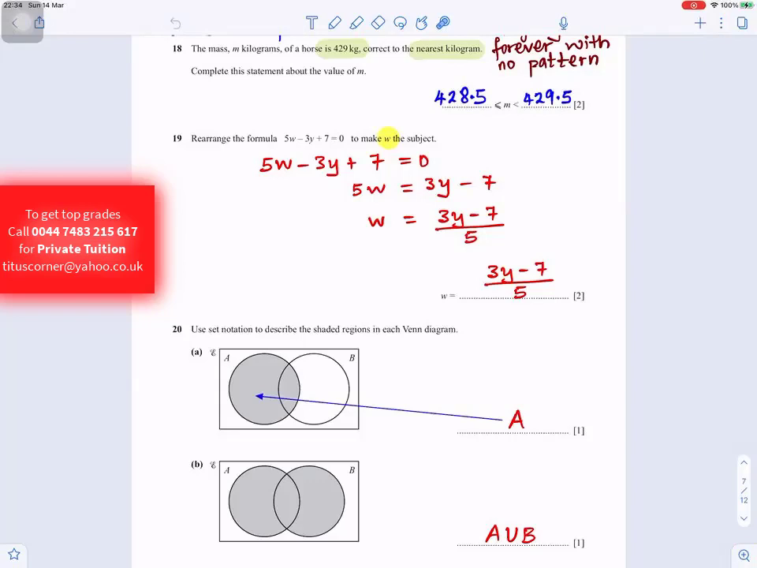Question number 20. Use set notation to describe the shaded regions in each Venn diagram. If you notice, only the circle that represents A has been shaded. So what does that mean? That just means A. Only A has been shaded. In part B, they've shaded A and B completely. So when you shade A and B completely, you use the union sign. It means everything inside A and everything inside B together. That's why I use the union. That sign means union. A union B.